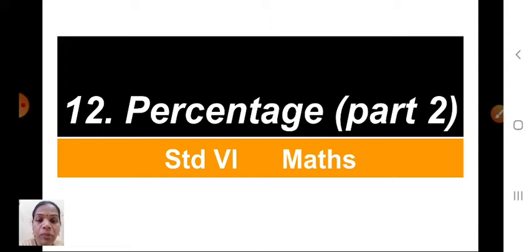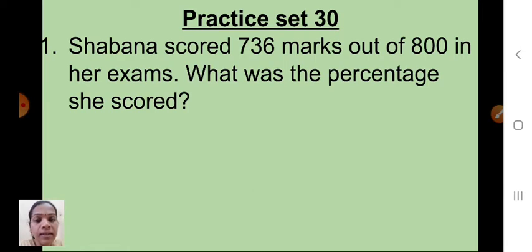Children, this session I am going to continue this chapter, chapter number 12, percentage. Last session only I had started this lesson, isn't it children? I had taught what is meant by percentage, how we have to convert that percentage into a fraction form, and how we have to convert a fraction form into the percentage. I hope you did practice at home. Yes, okay, now I will start this practice set 30.